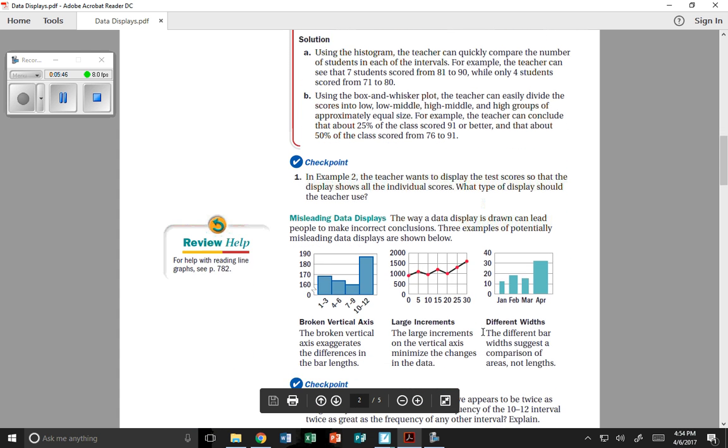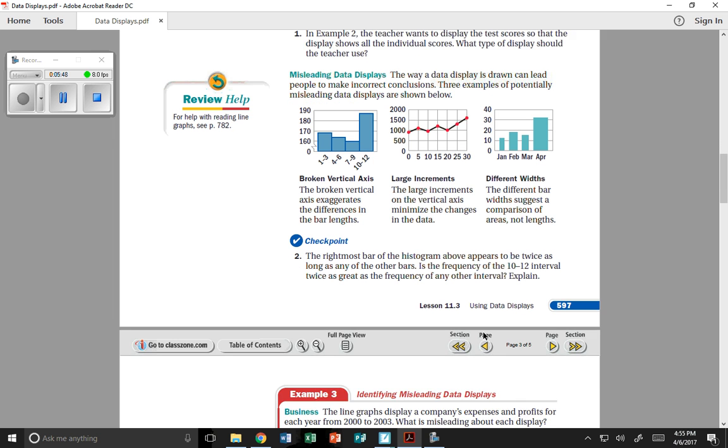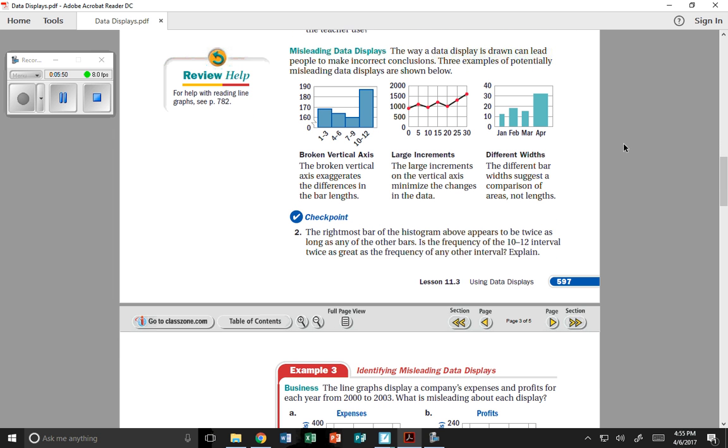All right. With looking at data displays, there's always times when people will try to skew or mislead a person or their data to make it look more impressive or scarier than it needs to be. So you really have to look for this because this is a very, very common thing.